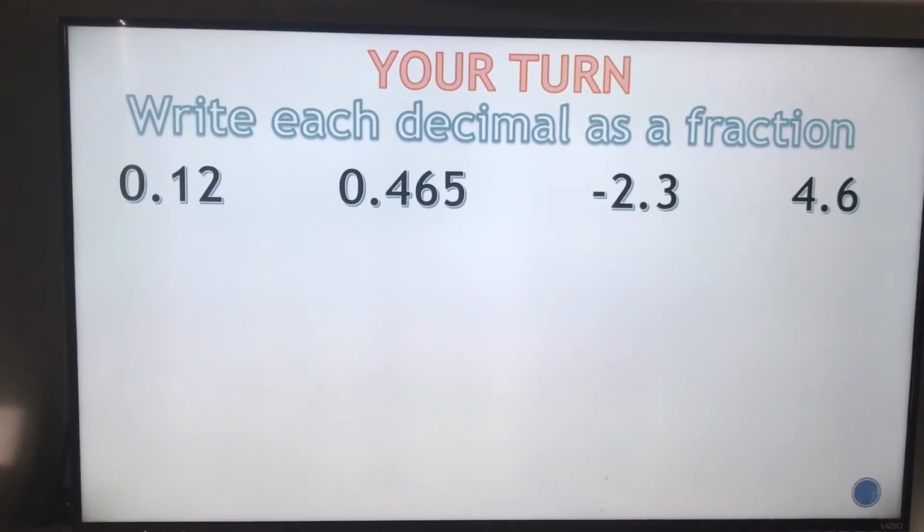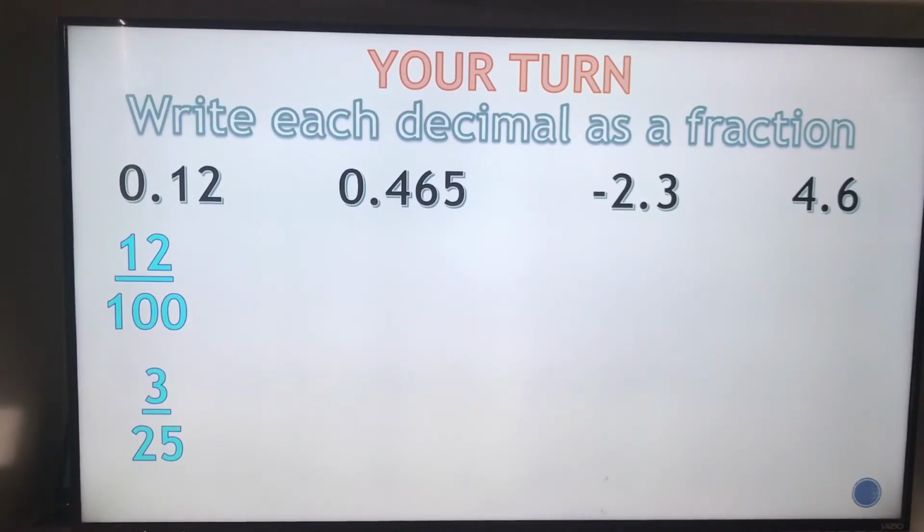We have to be able to shift our brain. We just did repeating decimals on the last one. These don't repeat, and there's a reason why I did those together. You have 0.12. It ends. It stops right there. So there's 2 numbers after the decimal place. I read this as 12 hundredths. So I'm going to put it over 100. I can simplify. Those can both be divided by 4 so that you end up with 3/25.